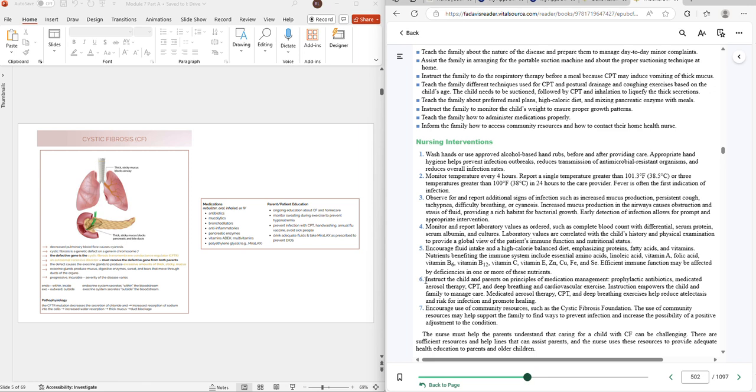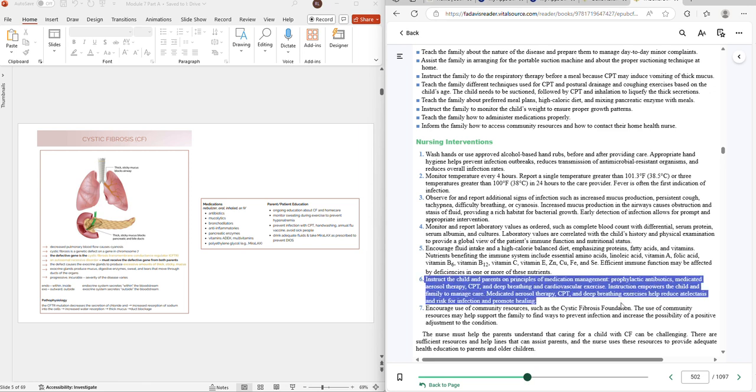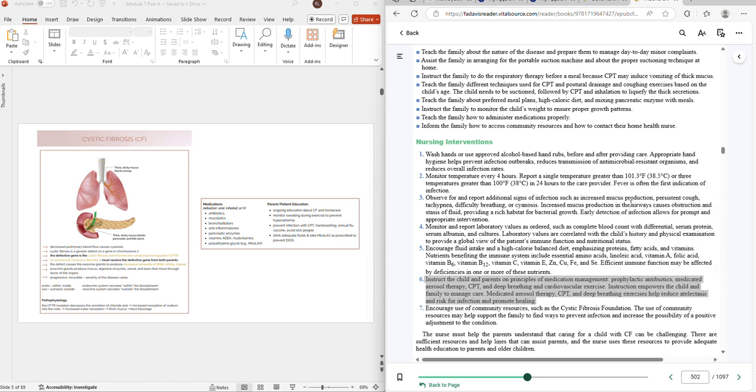Another wink and lollipop is to instruct them about prophylactic antibiotics, medicated aerosol therapies, of course, the deep breathing exercises, the CPT, because this helps reduce the atelectasis and promotes healing, of course. Okay. I want you to know these in order. So, number one, we're giving them prophylactic antibiotics. Number one, know these in order. Then we're doing the breathing treatment, medicated aerosol therapy.